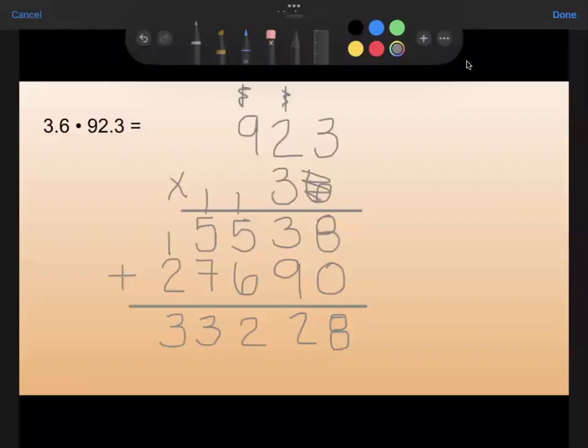Okay, now we need to deal with the decimal. So I'm going to come over here and put a decimal after my multiplied answer. And now I'm going to see how many places I need to move that decimal. Since my original problem had two digits that were in decimal place values when we started, I need to move this 2 spaces to the left and put it right in between the two twos. So my final answer would be 332.28.